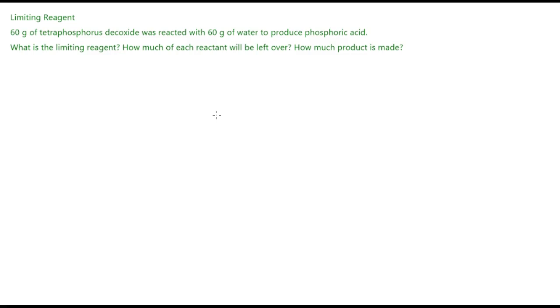So let's have a look at this reaction here. We have 60 grams of tetraphosphorus decaoxide. You react it with 60 grams of water to make phosphoric acid. Now phosphoric acid is that nasty stuff in Coke, so yeah, be careful, it's quite bad. But let's have a look at the actual reaction. So we have tetraphosphorus, so P4 decaoxide, O10, and we react that with water, and we produce phosphoric acid.